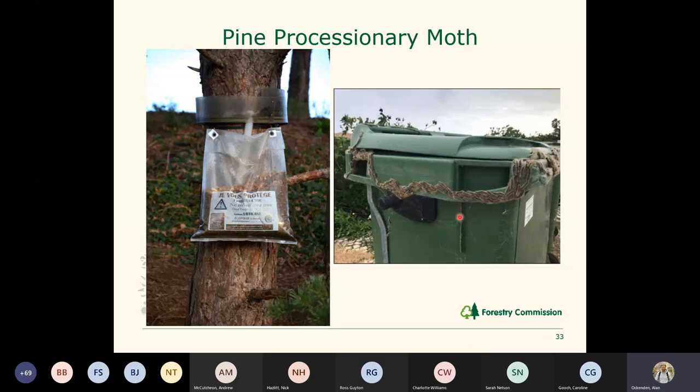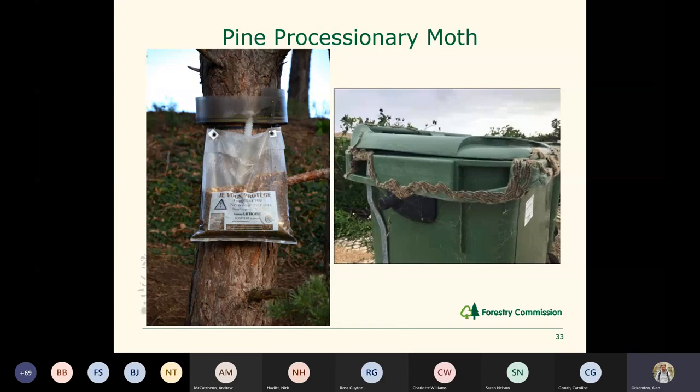And Andrew Hobbit very kindly sent me this picture of a pine processionary moth processing all the way around this bin. So I don't know whether somebody dumped a few nests in there and they've escaped or what. I'm not quite sure, but interesting to see that habit continuing around a bin rather than down a tree.